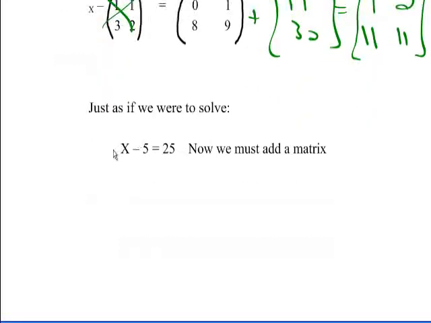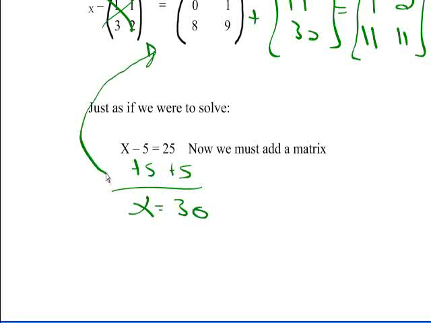Okay, so just like we did here, we must add the matrix, just trying to reinforce what we just talked about. So plus 5, so x would be equal to 30. We're doing the same thing, same process, except we're doing it to an entire matrix instead of just what looks a little more simple.